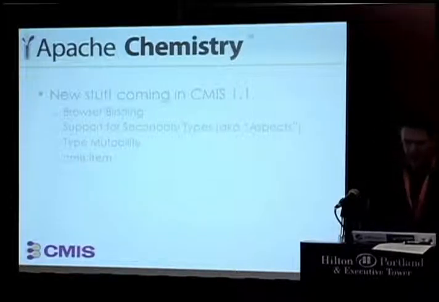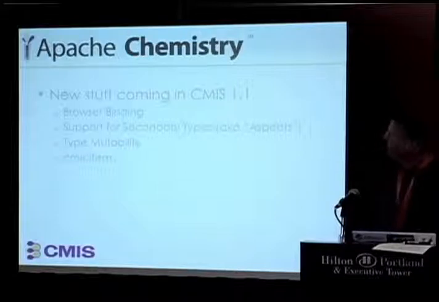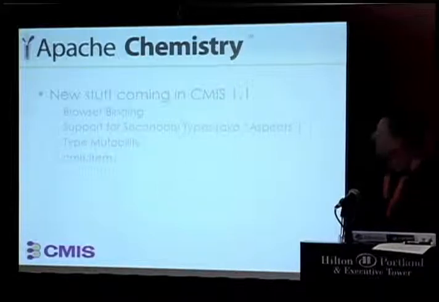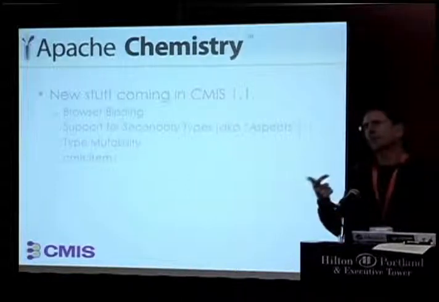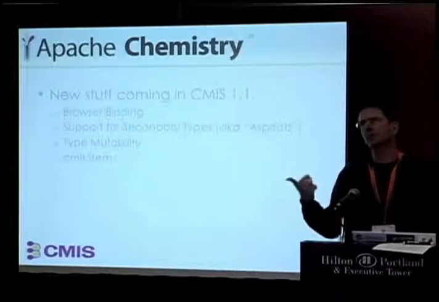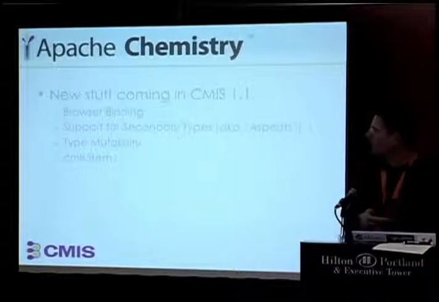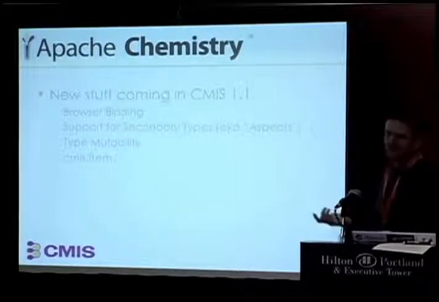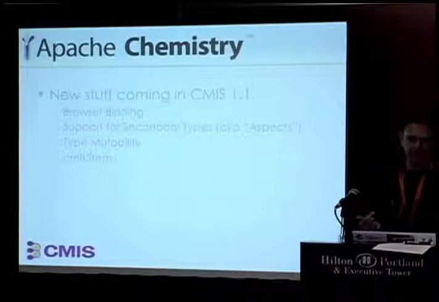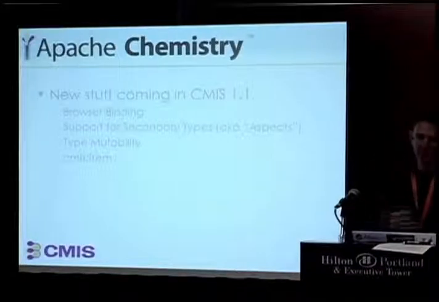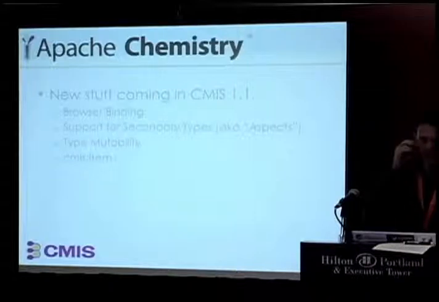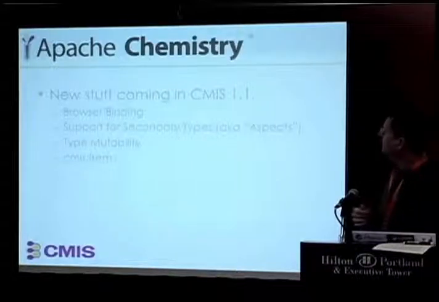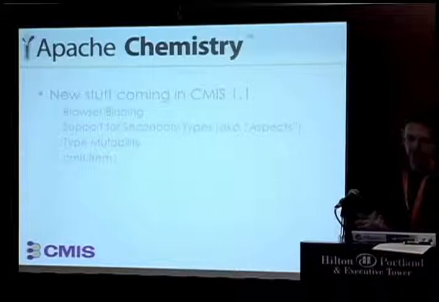Now there's some new stuff coming in 1.1 that's pretty cool. First is the browser binding, which I mentioned earlier. So the browser binding is JSON. It's actually HTML forms going to the server and JSON coming back. So this is nice because the AtomPub binding is pretty verbose. So it's moving a lot of XML back and forth. So there should be some performance increases that we can get when we switch over to use the browser binding.